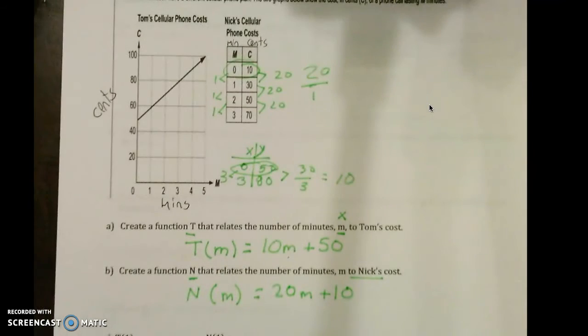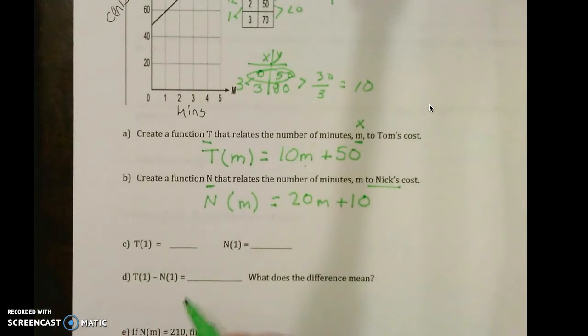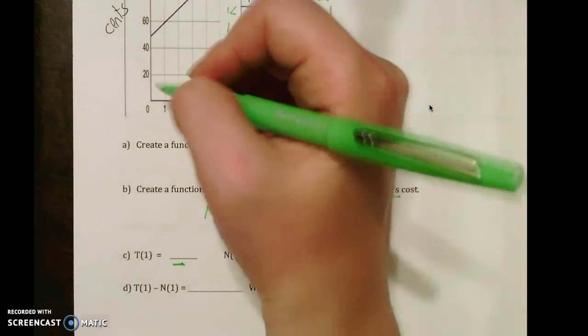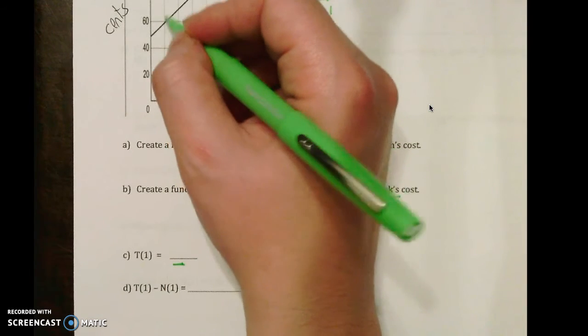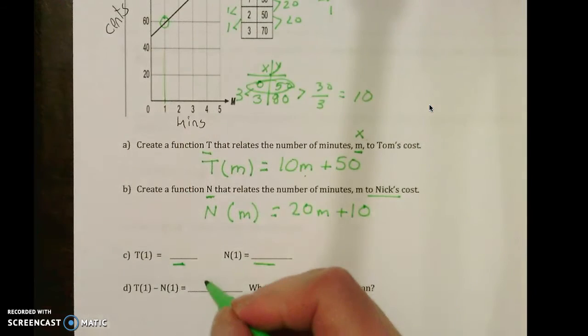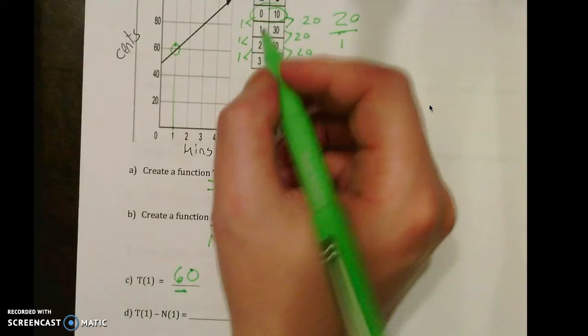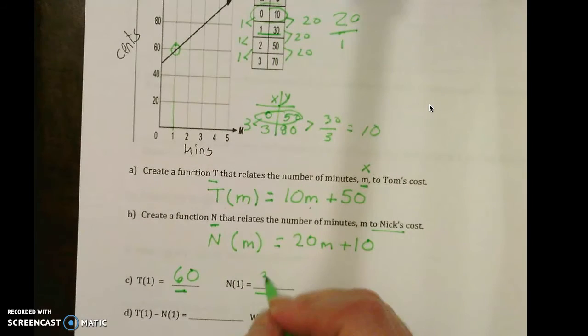So I want you to look or evaluate t of 1 is what and n of 1 is what. Answer those. So t of 1 is Tom. I can look at the graph and see that it's 60. And n of 1, I can look at the table and see that it's 30.